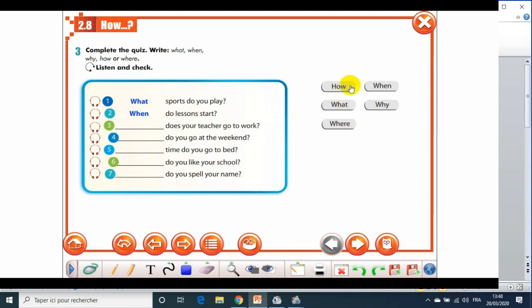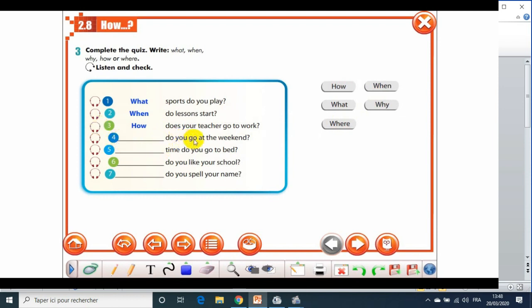How, when, what, why, and where. For example, your teacher goes to work on foot. So here we look for the manner. The right one is how. Alright, listen. How does your teacher go to work? Alright, it's correct. Number 4.